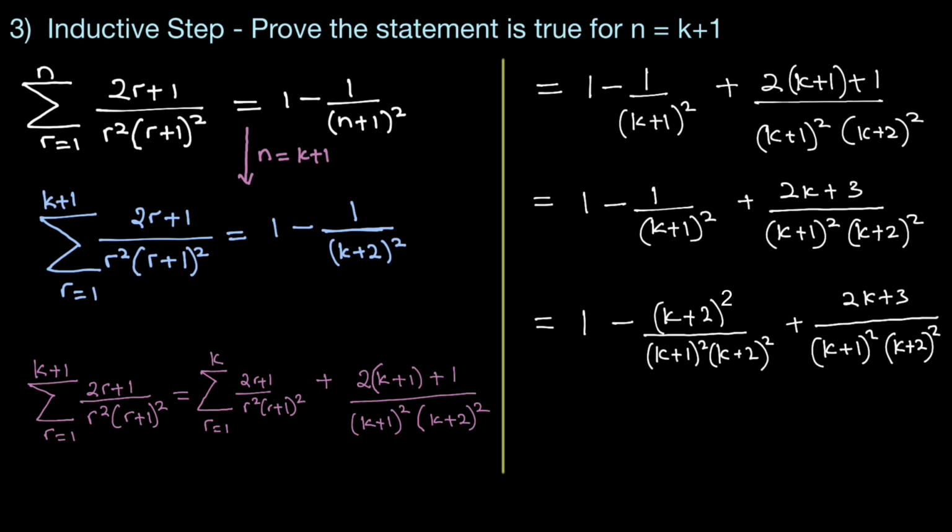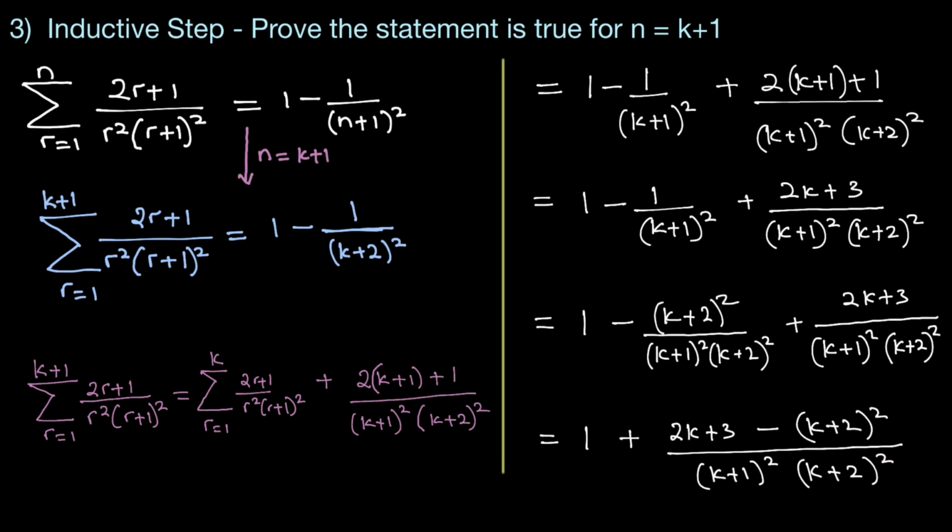So I've multiplied the numerator and denominator by (k+2)^2. So now they both have the same denominator, so I can make that the common denominator. So I get 1 minus, so I'm going to write this first because I did 1 plus that and then minus that, (k+2)^2 over (k+1)^2 (k+2)^2. So that's what I've done there.